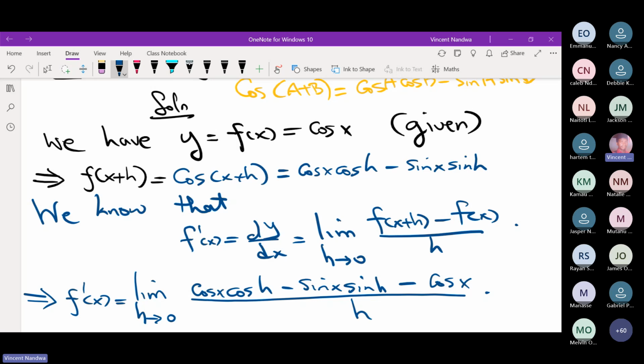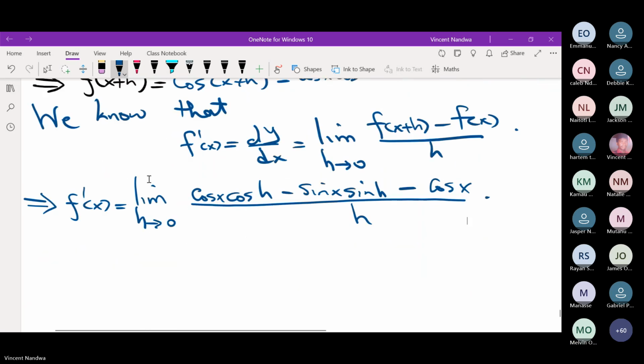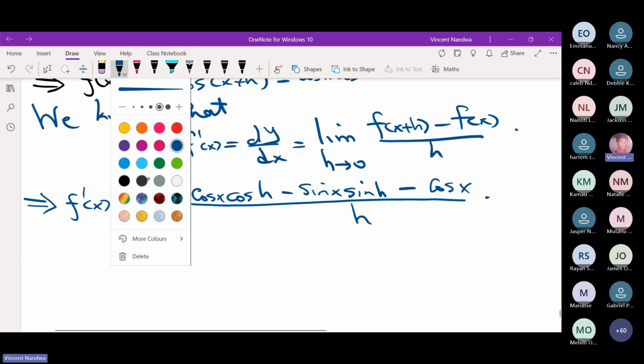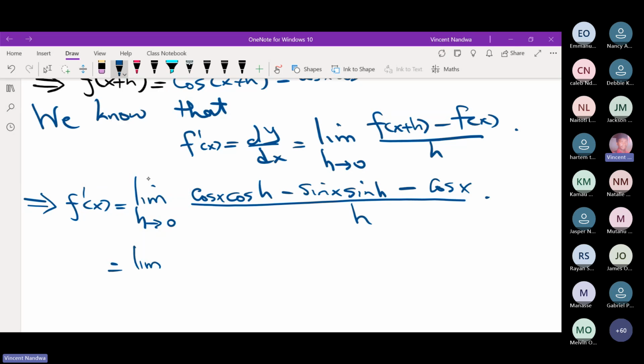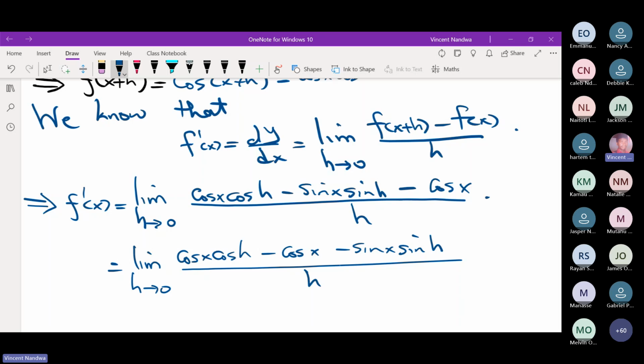So who can tell us the next move? Rearranging so that cosine x terms are together, correct? So we'll have the limit as h approaches 0 of cos x cos h minus cos x minus sin x sin h divided by h. The beauty with these things is that once you know how to deal with one, then the rest actually follow the same pattern. So what should be the next step from here?